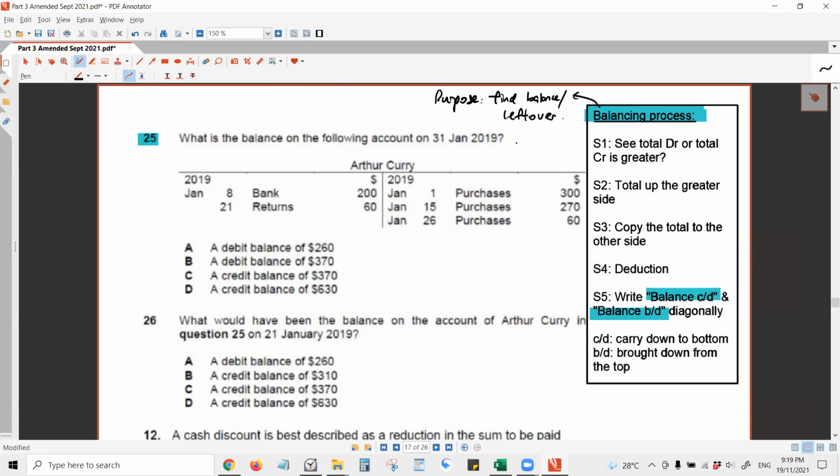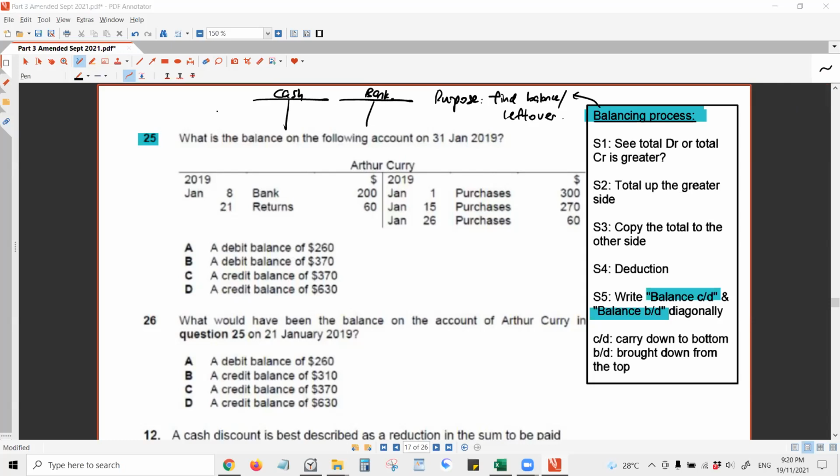Okay, so what does it mean? When you are trying to do balancing process to a cash account, you are trying to see how much do you still have as cash in your business? How much cash do you still have in your business? When you try to do balancing process to a bank account, you are trying to see how much money you still have in the bank account.